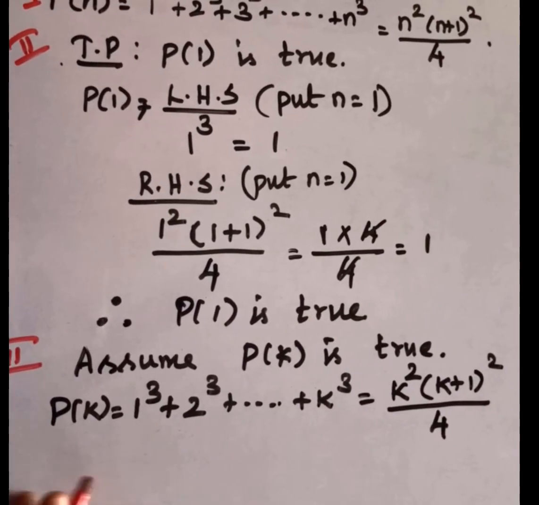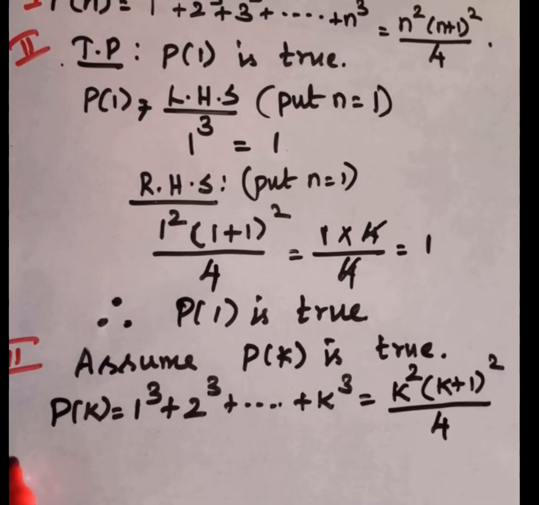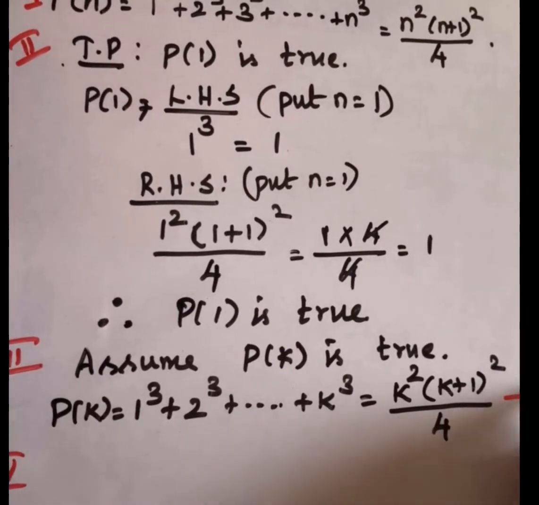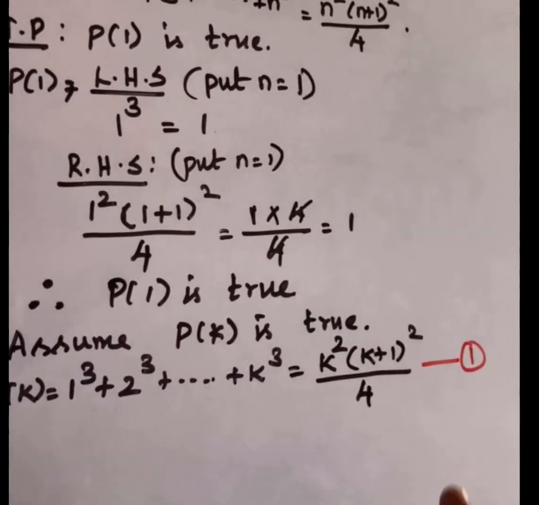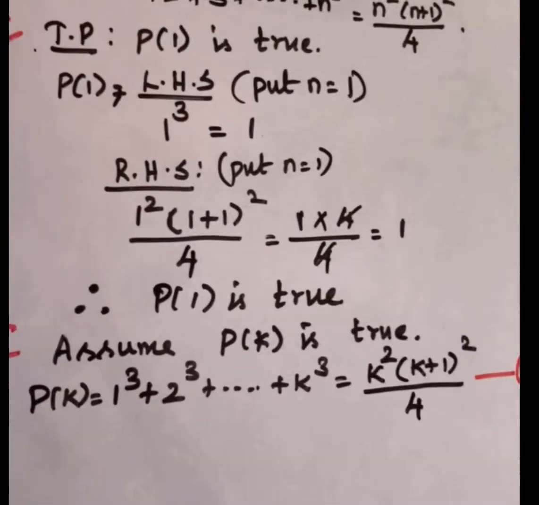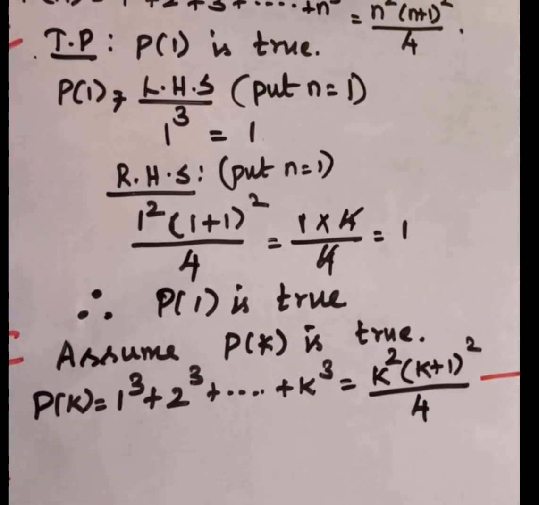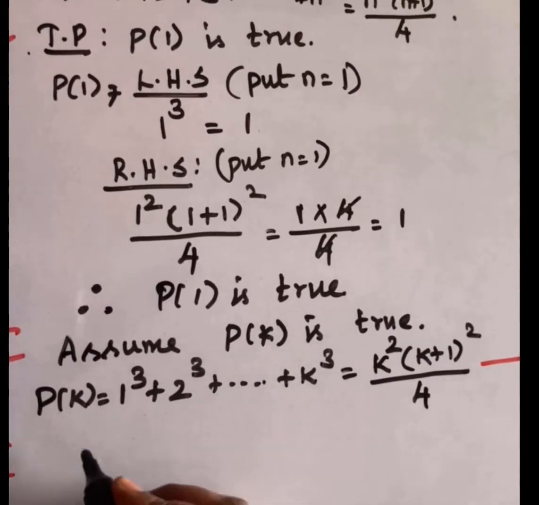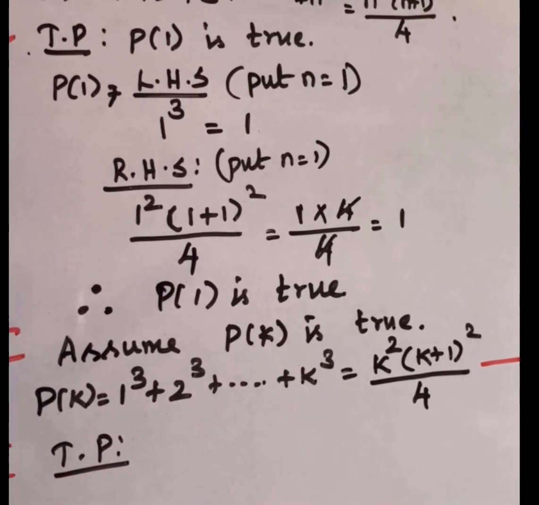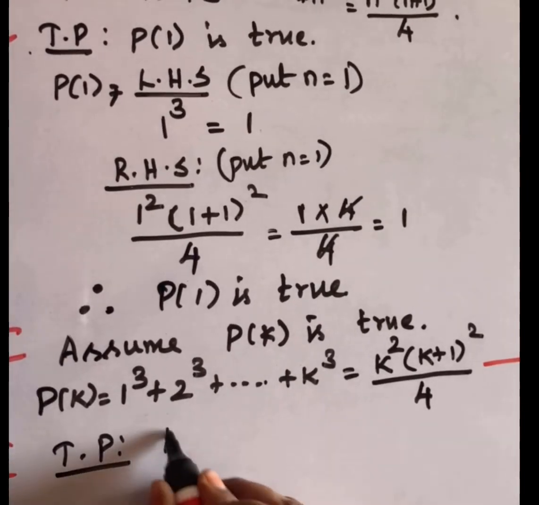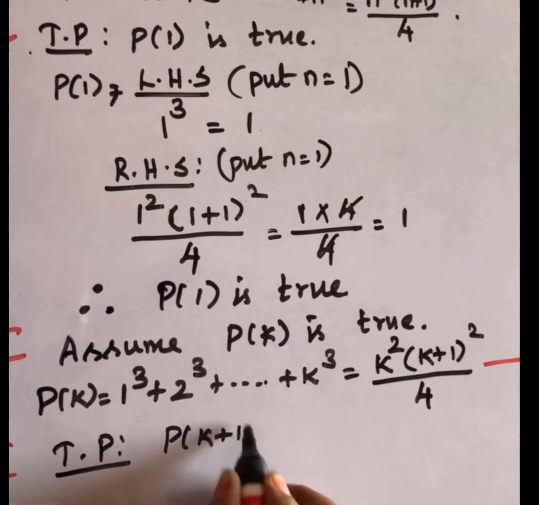Now, the final step: this is our equation, let it be equation 1. Next we have to prove that P of k plus 1 is true.